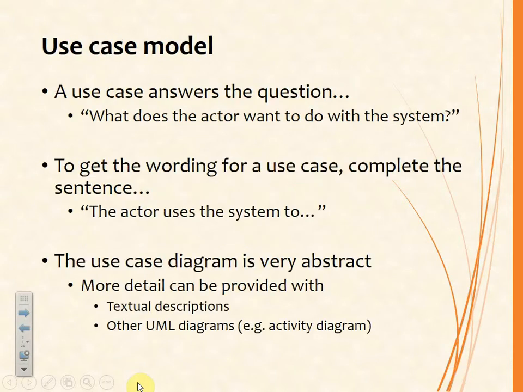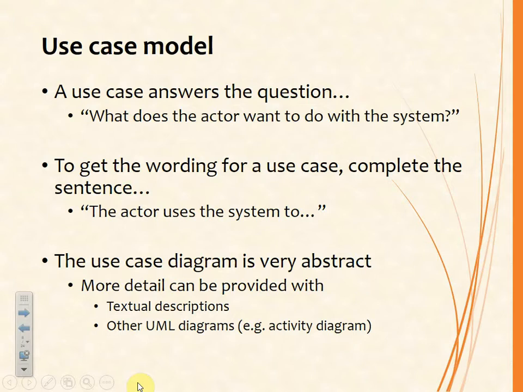Let's look a little bit at the diagrams that you'll be using with the USDP. The use case model is a collection of use cases. And an individual use case answers this question: what does the actor, user, want to do with the system? If we word it slightly differently, the actor uses the system to, and whatever comes after the word to is what you write for your use case title.